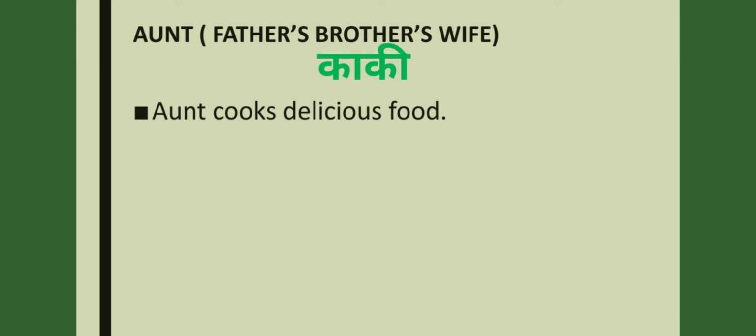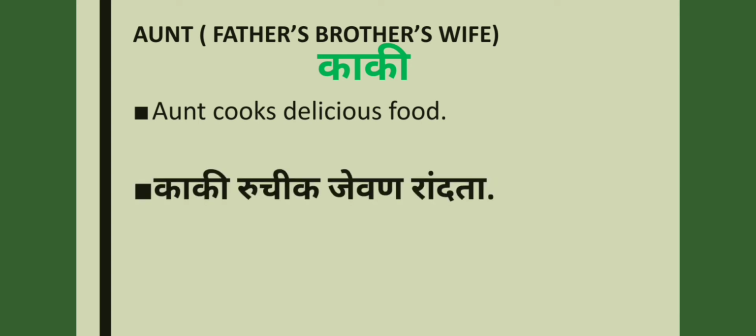Aunt cooks delicious food. In Konkani we say Kaki ruchik jevan ranta. Ruchik means delicious. Jevan means food. Ranta means cooks.